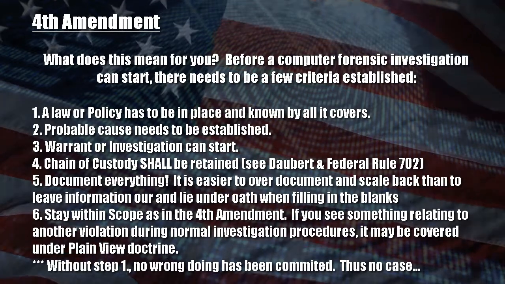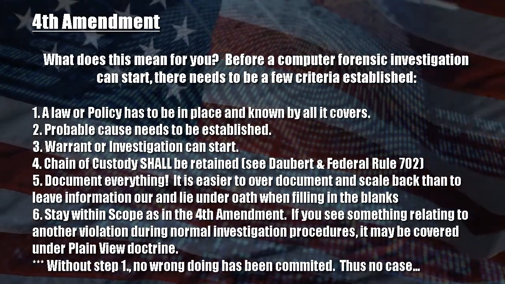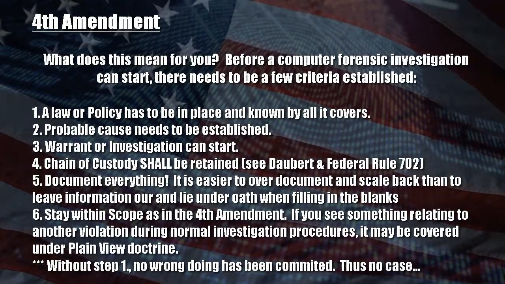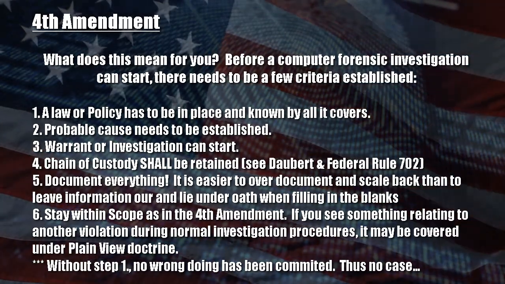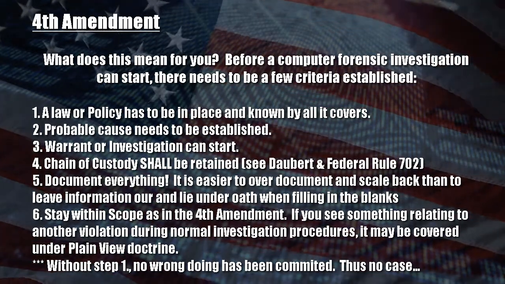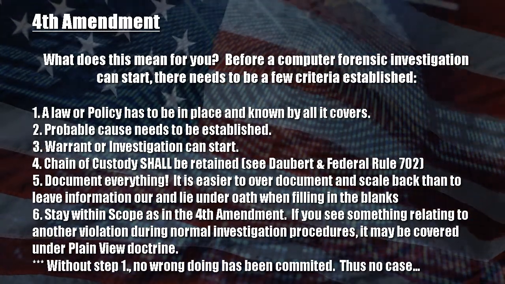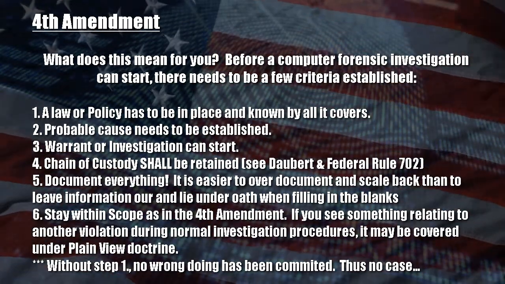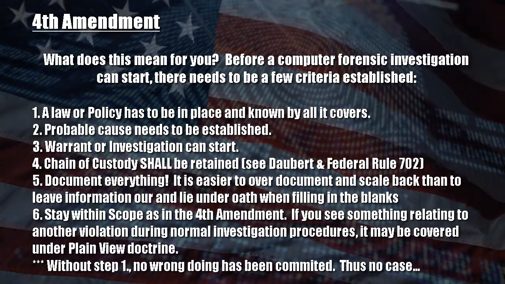Now, what does this mean for you? Well, a law or policy has to be in place and known by all it covers. Probable cause needs to be established before the investigation can start. A chain of custody shall be retained. Again, see Daubert, Frye, or the Federal Rules of Law. Document everything, and stay within the scope of the investigation.